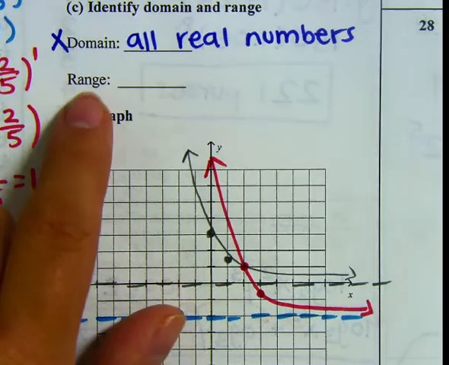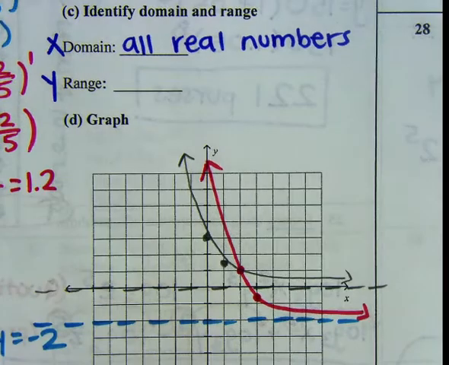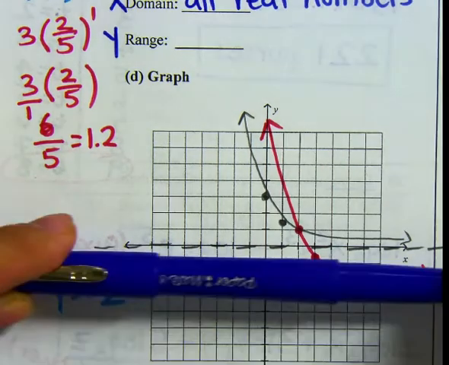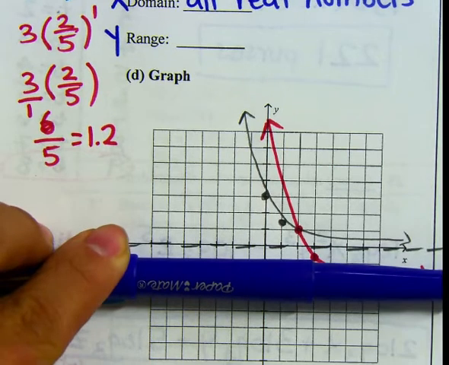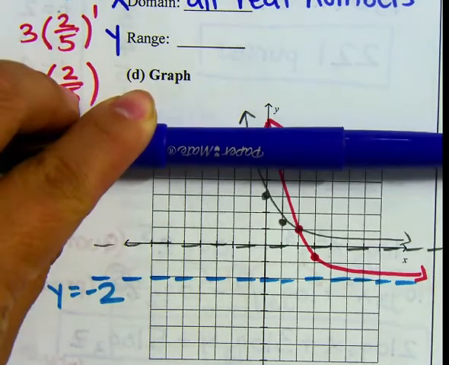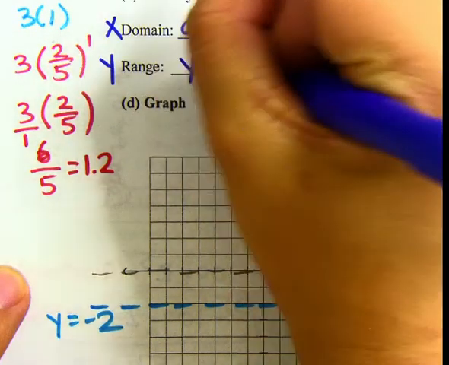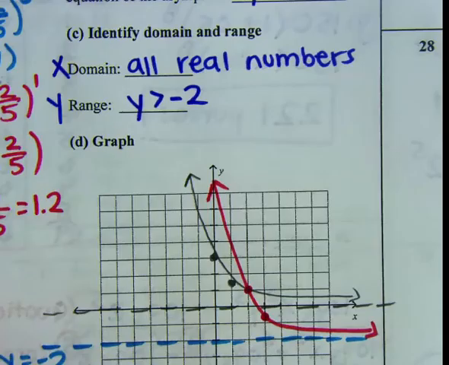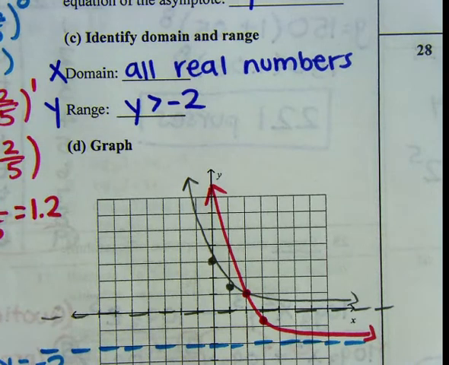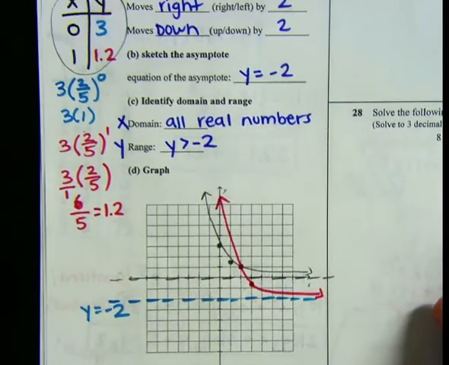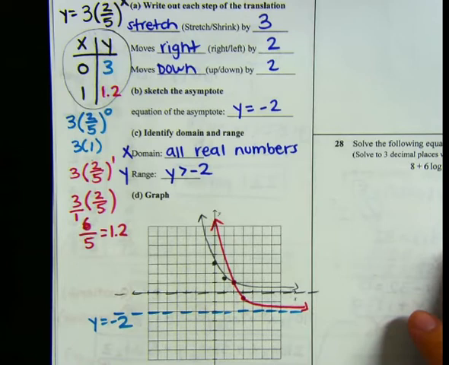The range, however, is your y. In this case, we do have a horizontal asymptote at negative 2. So your asymptote is right here, your graph exists everywhere above this asymptote. So we say y is greater than negative 2. And then we graphed it. Okay, so let me just show you so you can see the whole picture.